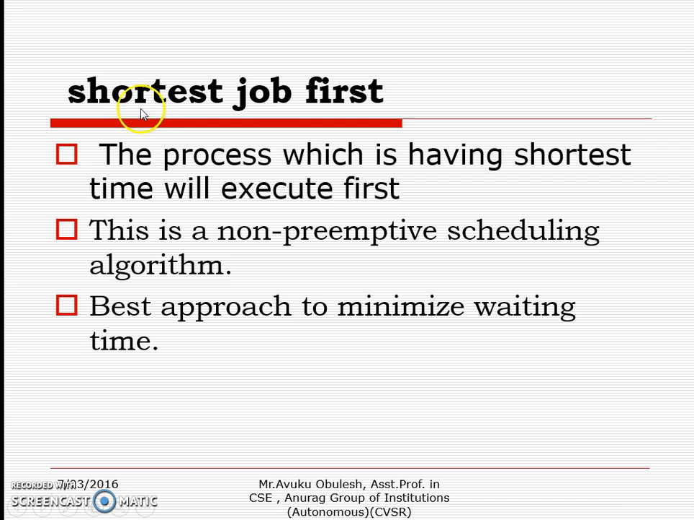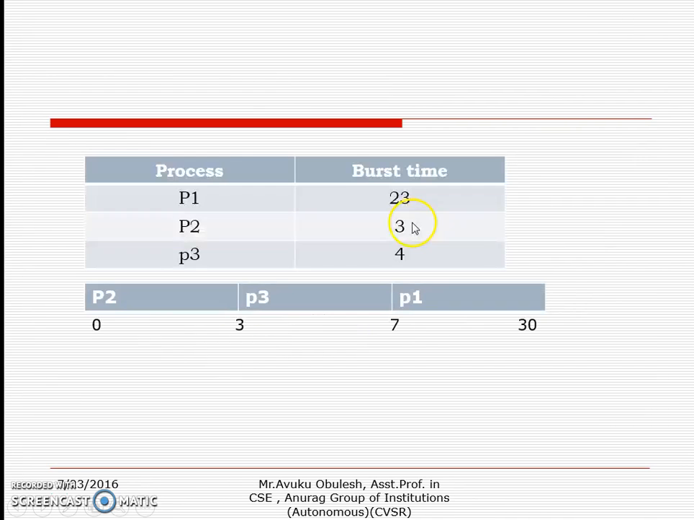The second scheduling algorithm is shortest job first. As the name indicates, the job or process which has the lowest burst time will be executed first. The process having the shortest time will be executed first. This is a non-preemptive scheduling algorithm. It is the best approach to minimize the waiting time. This is the shortest job, so this is the best scenario for minimizing waiting time.